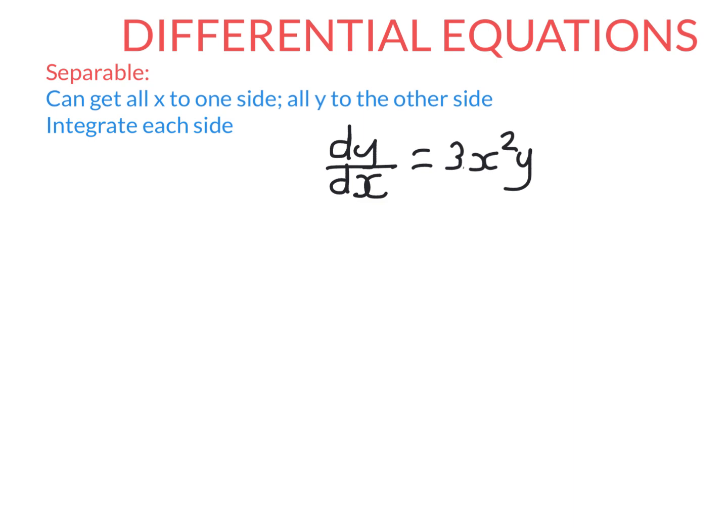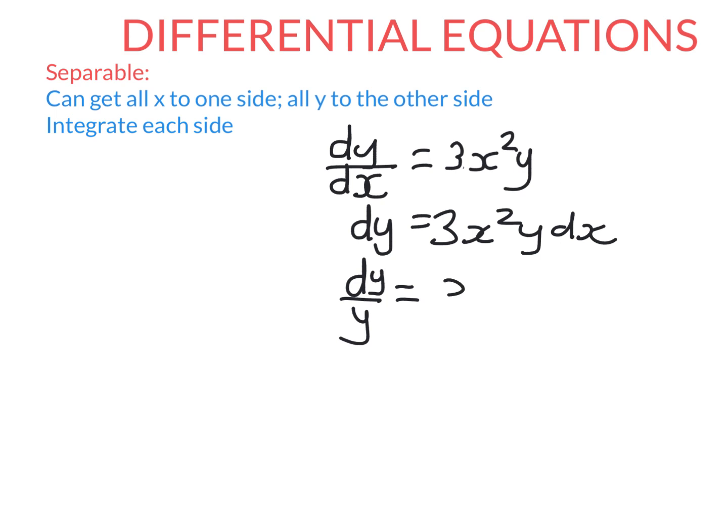So what I'm going to do here is I'm just going to times each side by dx. So I get 3x squared y dx. Now what I can do is divide each side by y. So in performing those two simple steps, you can see everything with an x is on one side, everything with a y is on the other. So what I can do is simply integrate each side. So here I'm integrating with respect to y.